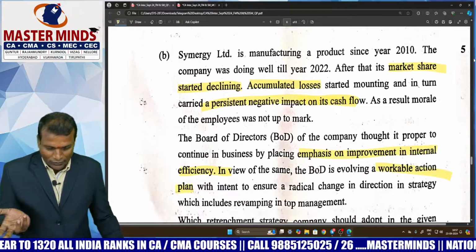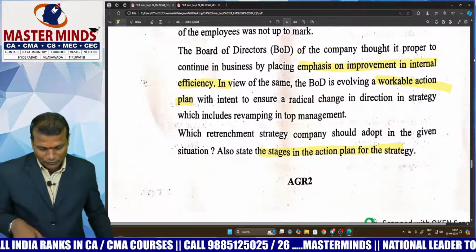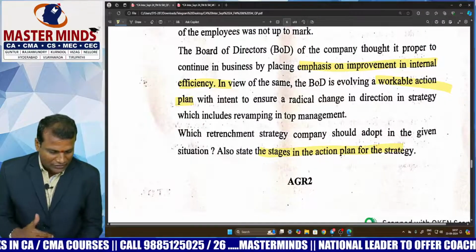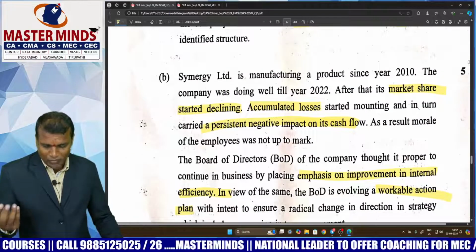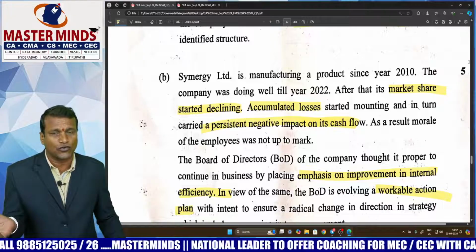Right. Now come to the second 5 marks question under compulsory part. Now look at the question part straight away. Which retrenchment strategy company is trying to adopt nowadays, and what are the stages in the action plan for the retrenchment strategy? Fine. Focus on the keywords: market share declining, accumulated losses, persistent negative cash flow statements.